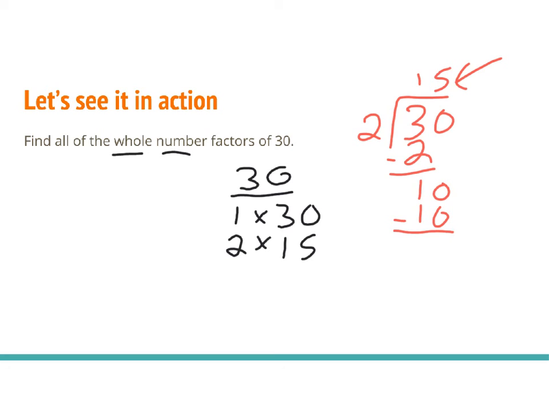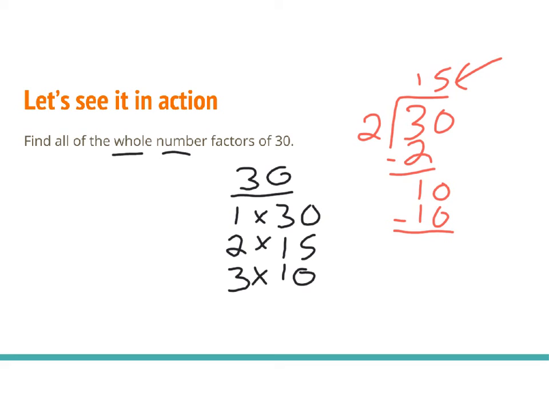Okay, next number I check is 3. Remember my check for 3? Add 3 plus 0, I get 3. So 3 is a factor. And I happen to know my multiplication facts, 3 times 10. Now if you notice, on the left-hand side we're getting larger. On the right-hand side, we're getting smaller, which is how this process works.